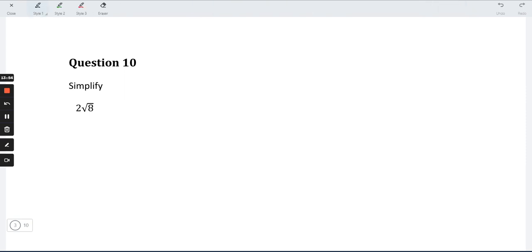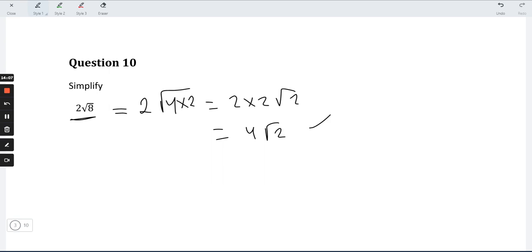Question 10 here. Simplify 2 square root 8. This is equal to 2 times square root of 4 times 2. You will get 2 times 2 square root 2, which is equal to 4 square root 2.